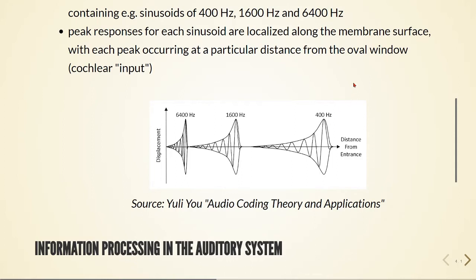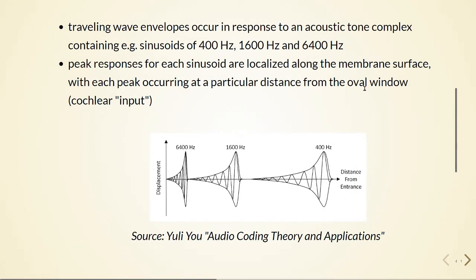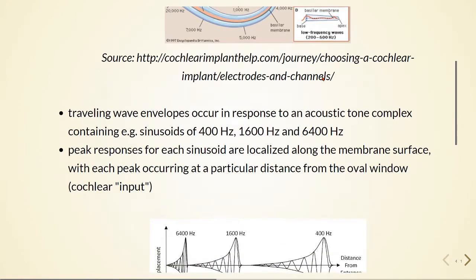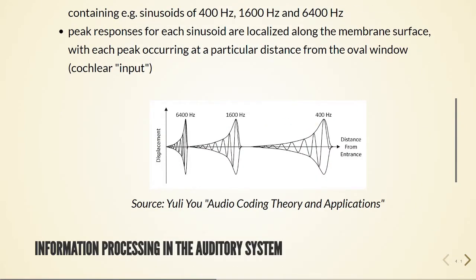The amplitude of these traveling waves gradually increases from the oval window in the direction of the apex and reaches a maximum and fades rapidly beyond this maximum. Thus, the inner ear performs the very important task of frequency separation. Sound energy of a complex tone is transferred to, divided and concentrated at different places along the basilar membrane.